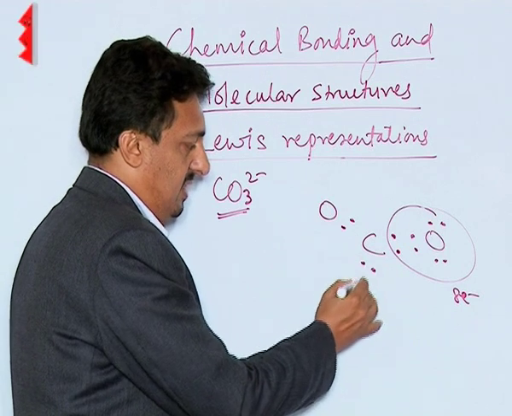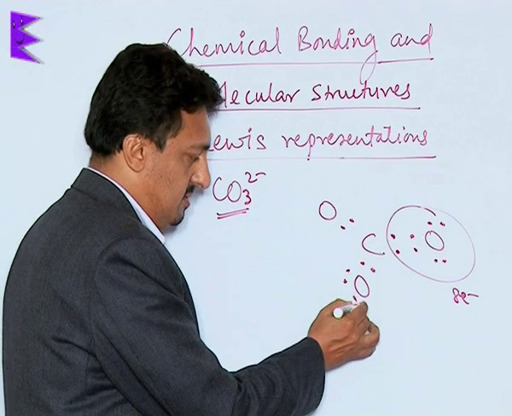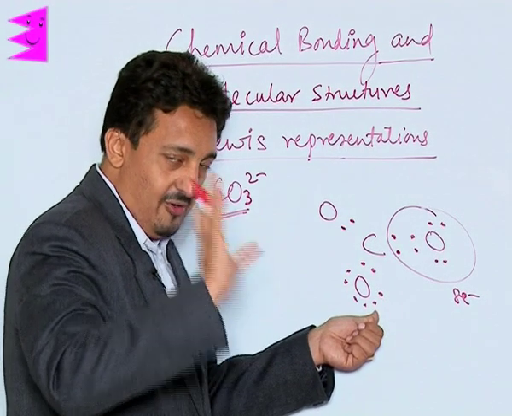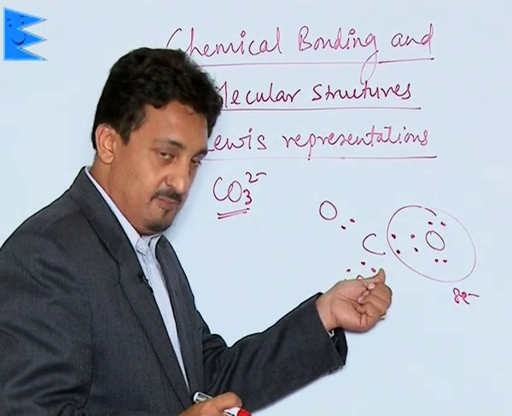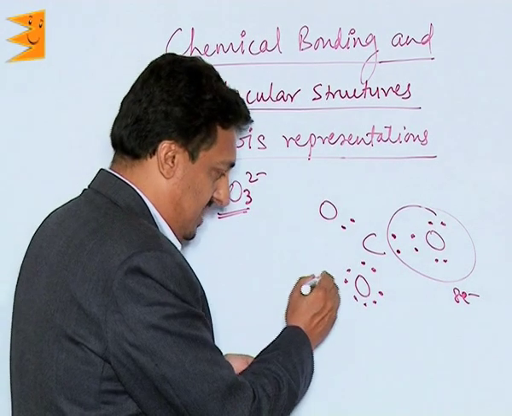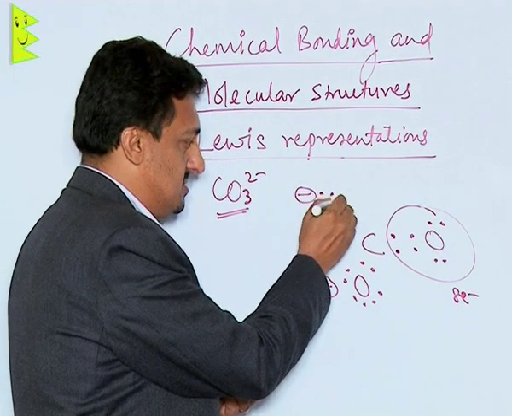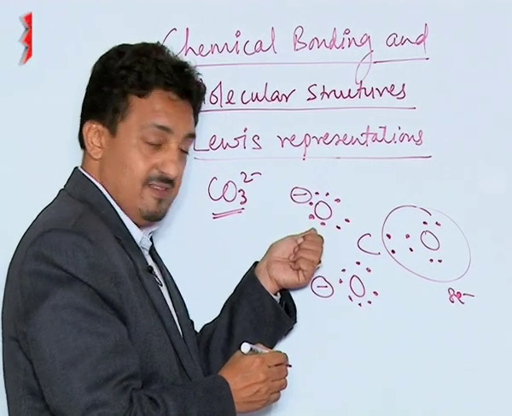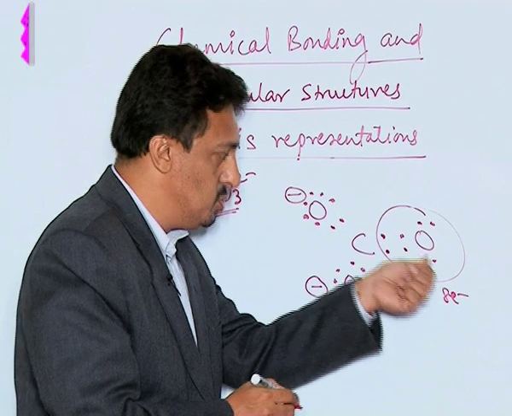Those other oxygen atoms are already having 6 electrons. Remember, oxygen has 6 valence electrons. One is shared with the carbon, so it is left with 5. But each oxygen is accepting one extra electron also, which is why it has a negative charge. So this has 3 lone pairs, this also has 3 lone pairs, and this one has only 2 lone pairs.